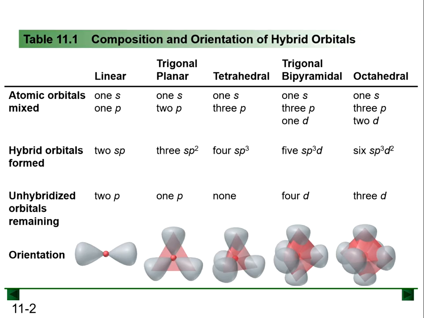Across the bottom, we see the various electron groups for VSEPR representations. And then above that, we see the corresponding atomic orbitals that are mixed, the hybrid orbitals and their number, and then the unhybridized orbitals that remain. And we'll see that these play an important role in bonding as well.